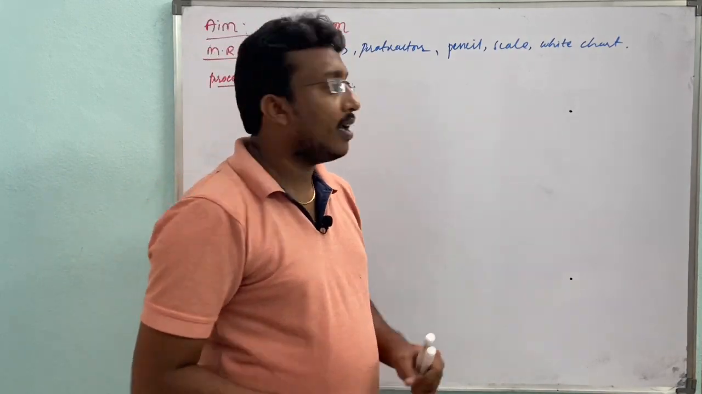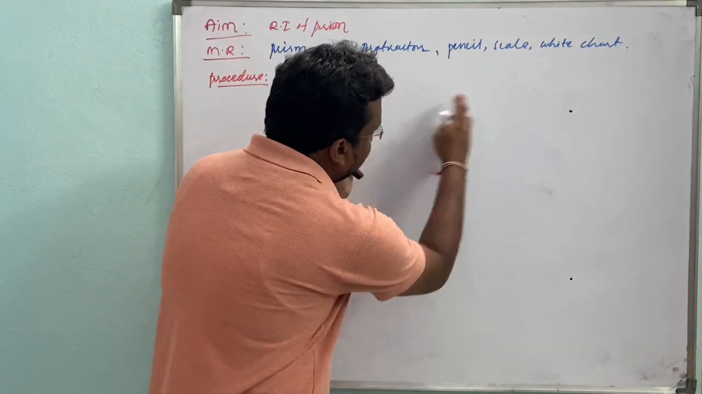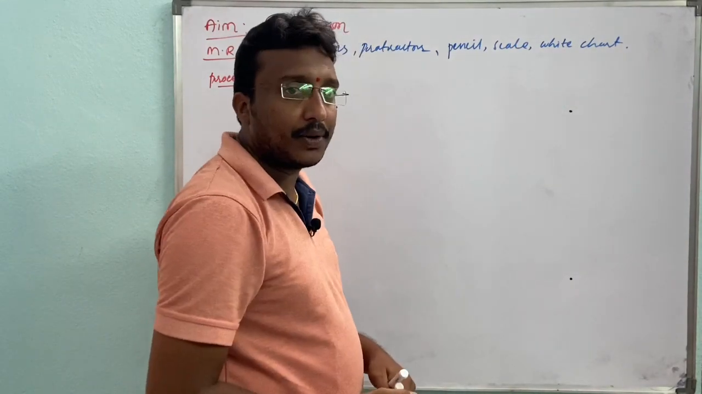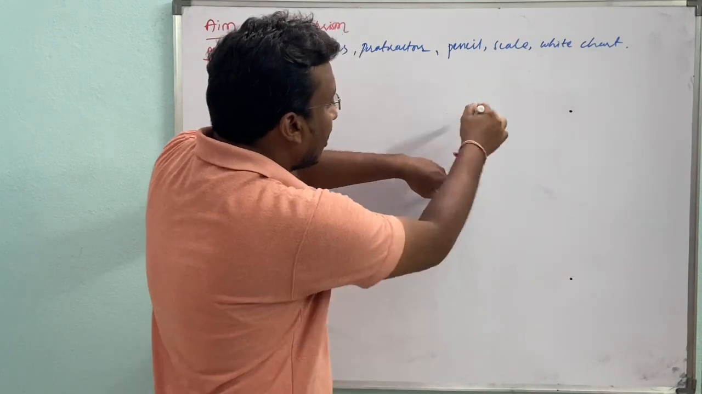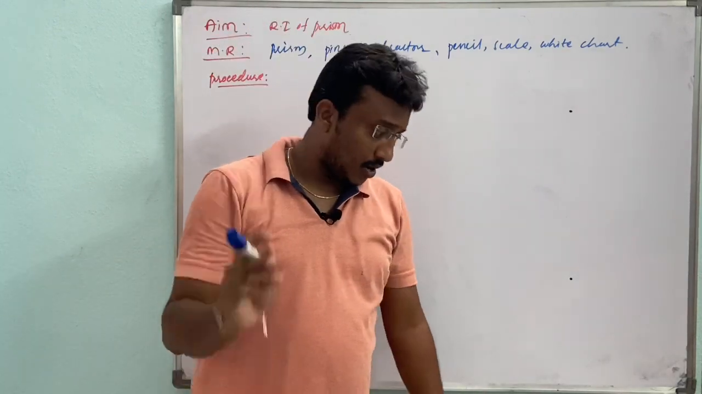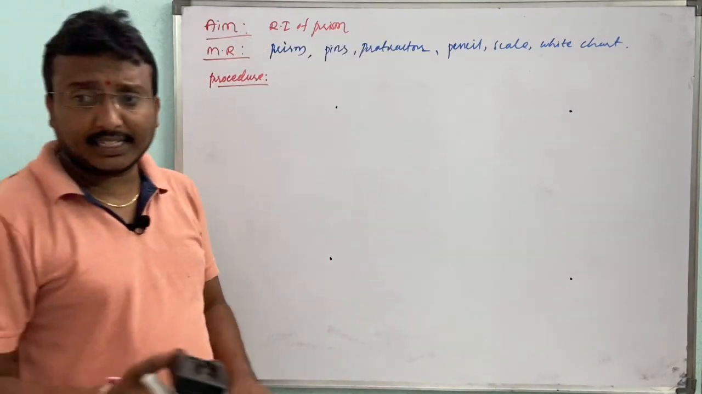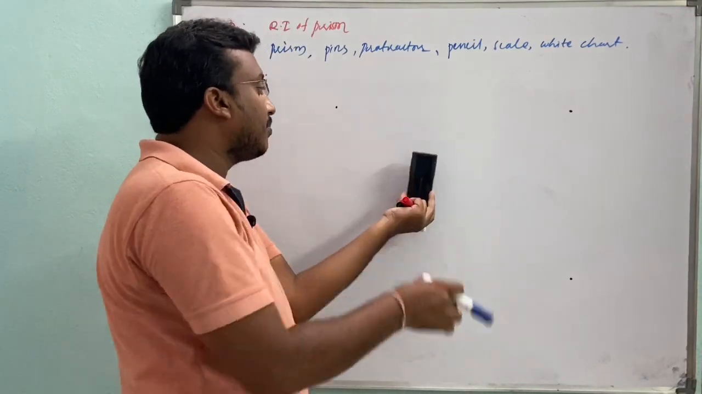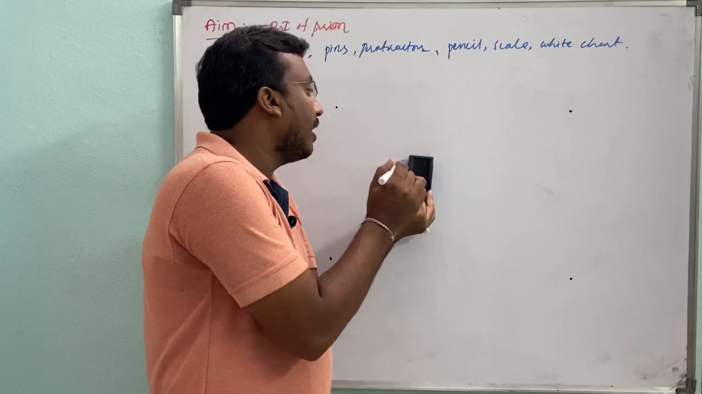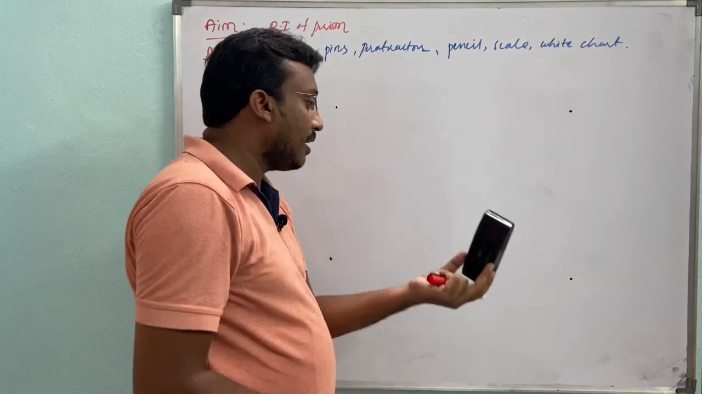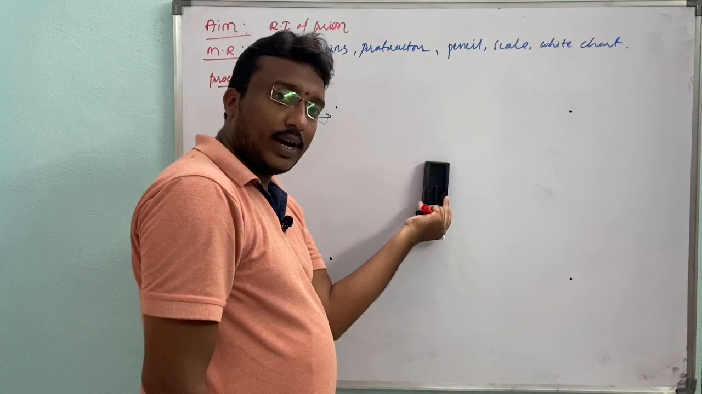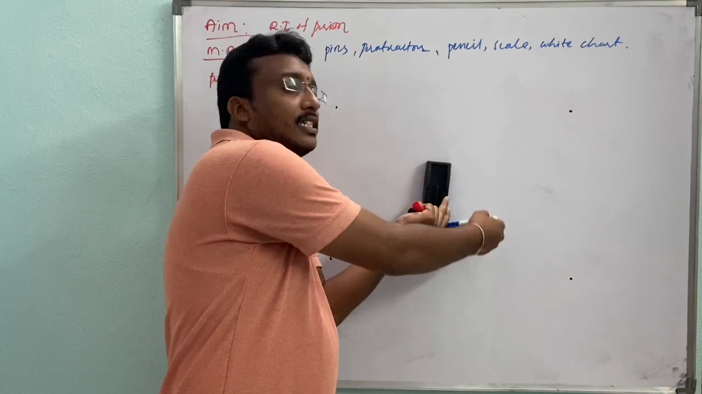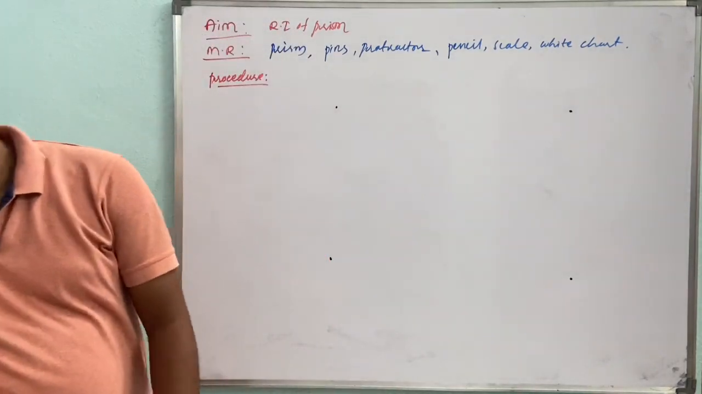Take a prism and keep it in the middle of the paper and draw the outlines of the prism with the help of the pencil. Okay, you can imagine it. This is not a prism, but imagine it is a prism. Then keep the prism in the middle of the white chart and with the help of the pencil, draw the outlines of the prism.